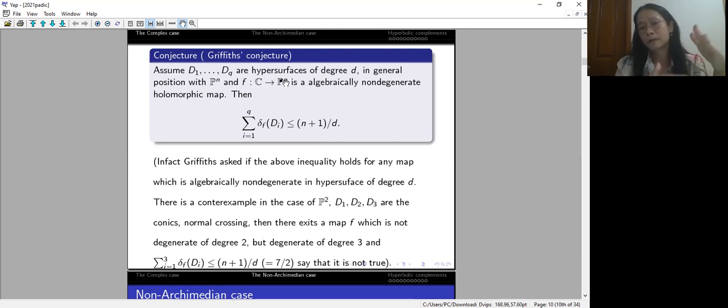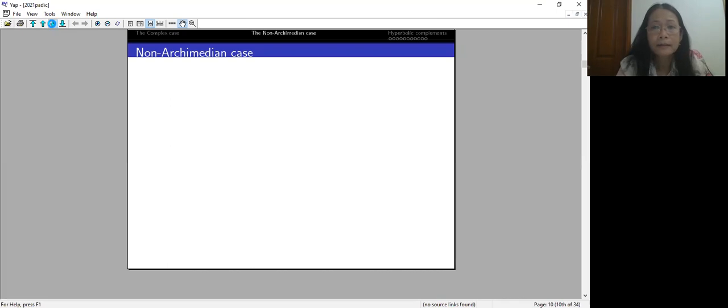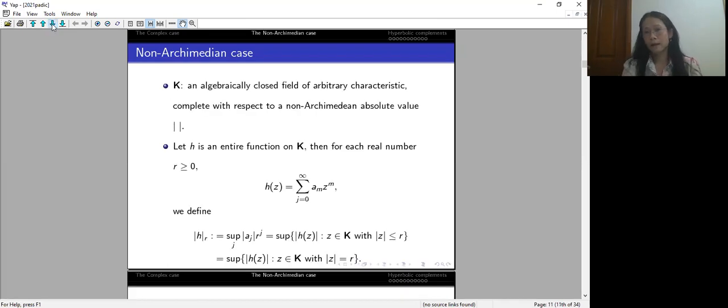If we reduce this condition to one variety, then the statement is not correct. And here is one example. That means we can take in P^2 the Di to be conics in no more than simple crossing, meaning they don't have common tangents. Then the bound will be given by 7/2. Yeah, that is for the complex case.